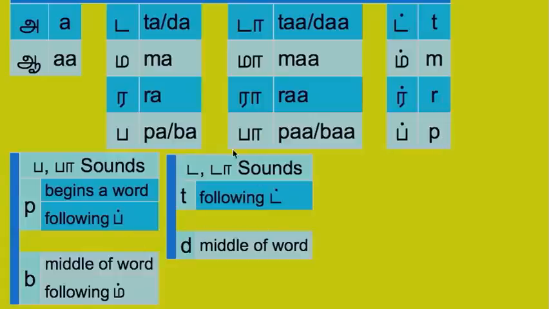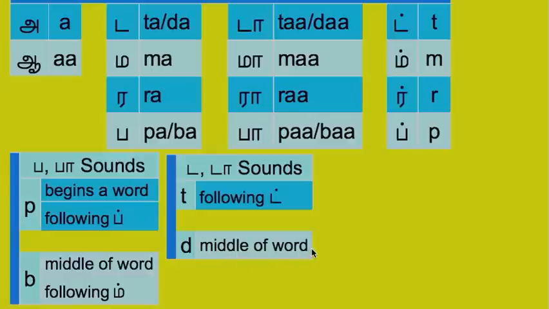And then this bottom part here just summarizes when you would make a pa sound versus a ba sound. The pa sound is when the letter begins a word or follows ip, and the ba sound is when the letter occurs in the middle of the word after a vowel or following im. And then for the ta or da sounds, the T sound is made when it follows it, and the D sound we get when the letter occurs in the middle of a word after a vowel sound.